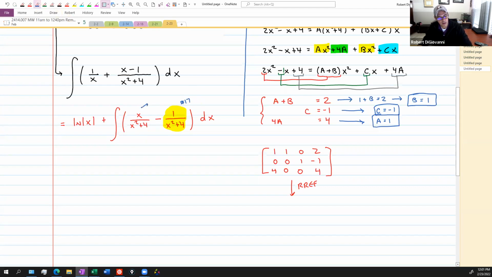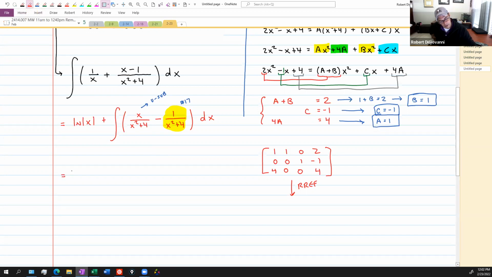And then this one, you know how to do this one? That's just U sub. Basic U sub, because if you look at the denominator, x squared plus 4, if you take the derivative, you get 2x, and we have an x on top, so we're off by a constant. It should just become half of natural log of x squared plus 4, because you have to account for the 2 that comes out with the U sub.